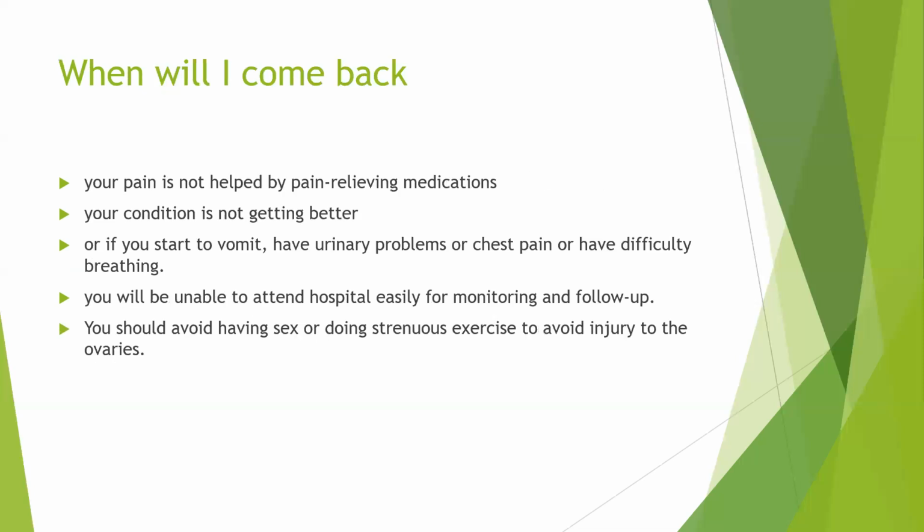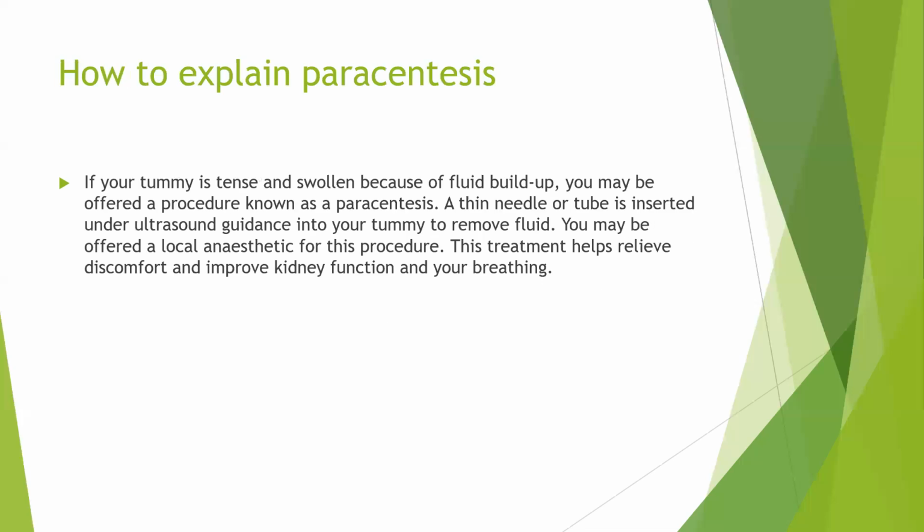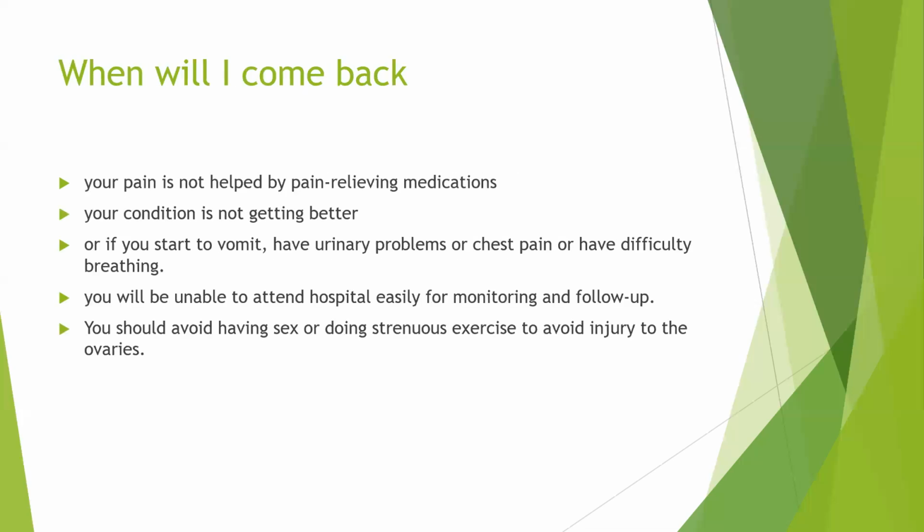So if the patient is severe and wants to go home, or she is moderate, she will ask, when will I come back? So you will tell that these are basically warning signs. You will say when your pain is not helped by pain relieving medication and your condition is not getting better, if you start to vomit, have urinary problems or chest pain, or have difficulty breathing, you should attend hospital. If you are unable to attend the hospital easily for monitoring and follow-up, you should avoid having sex or strenuous exercise to avoid injury to ovaries. So this is the whole condition that you will tell the patient.